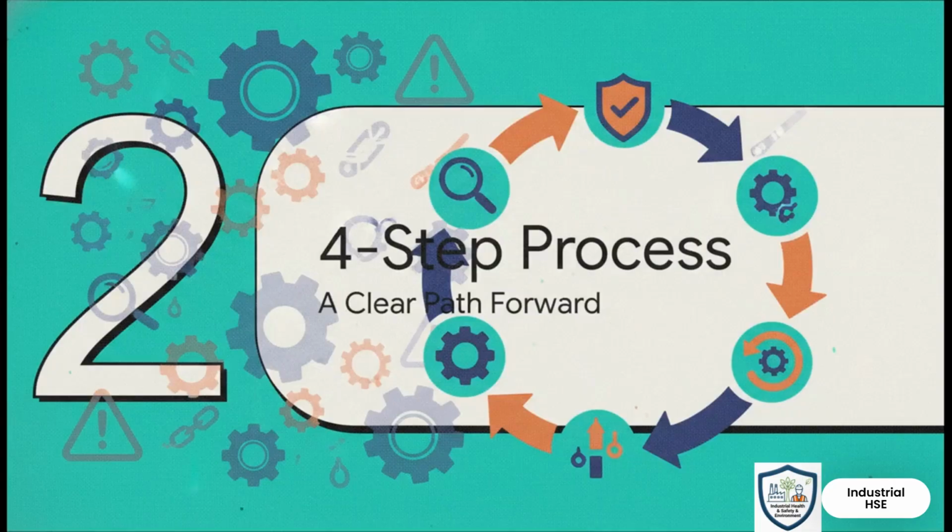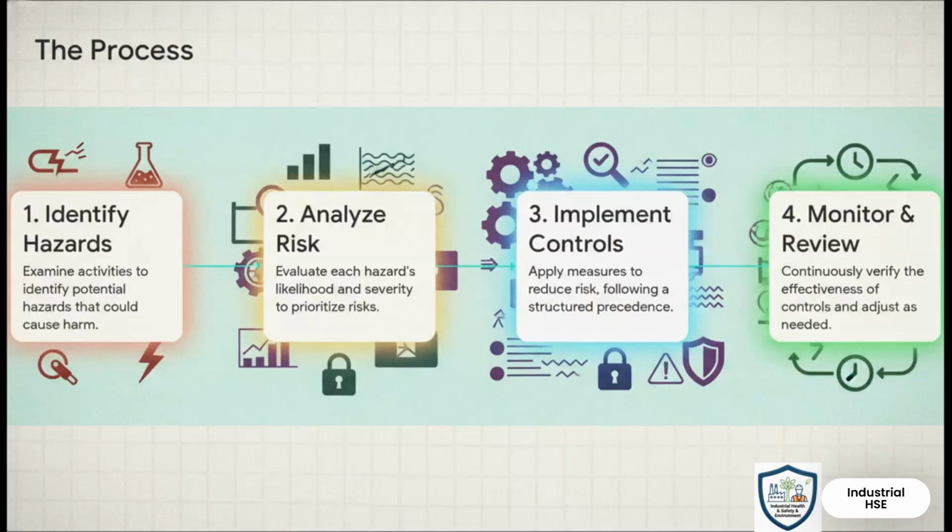Let's move on to the actual process. How do the pros put this all into practice? Well, they use a really clear 4-step cycle. You can see how this builds, right? It's so logical. You start by figuring out what could hurt someone. That's identifying hazards. Then you analyze the risk they pose.